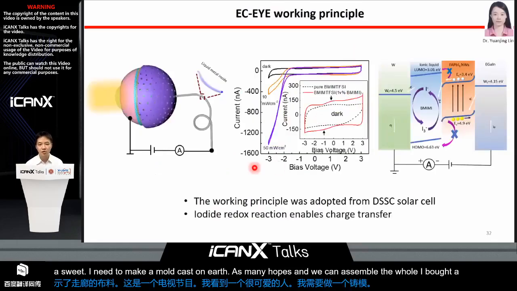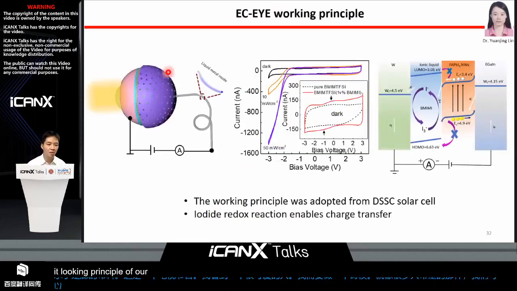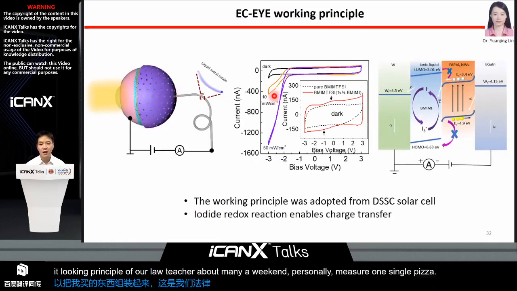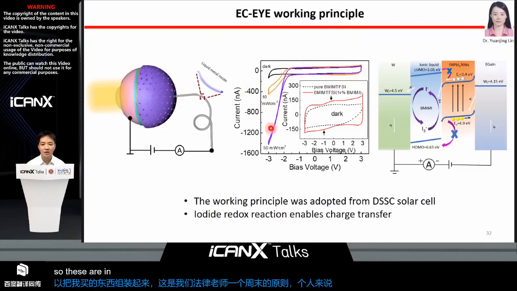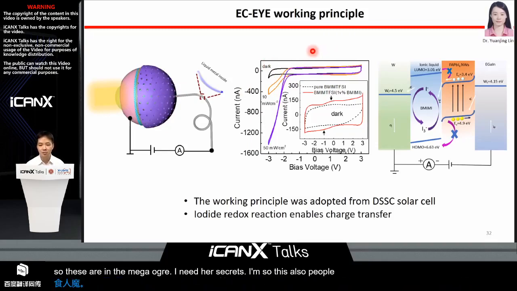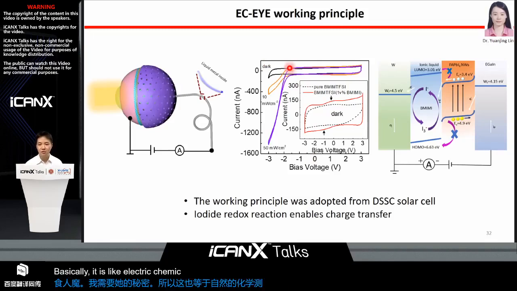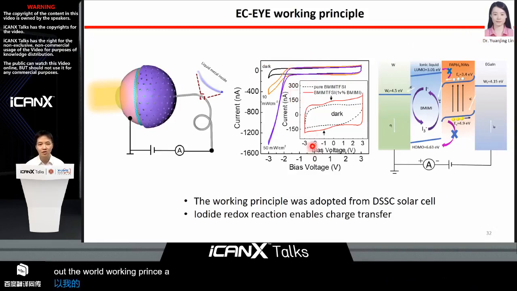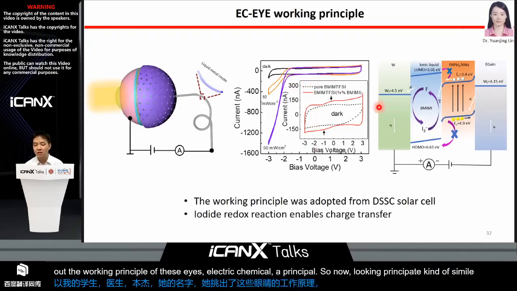And the working principle of our artificial eye, or biomimetic eye: we can first measure one single pixel over here. In the middle, there are IV curves or CV curves, mostly for the electrochemical measurements. Basically, it is an electrochemical device, or electrochemical photodetector. My student, Dr. Yuanjun Lin, figured out the working principle of this eye, the electrochemical principle. The working principle is kind of similar to a dye-sensitized solar cell.